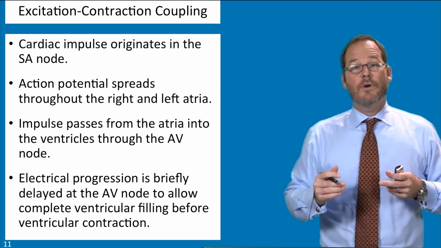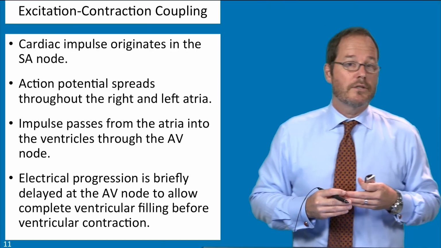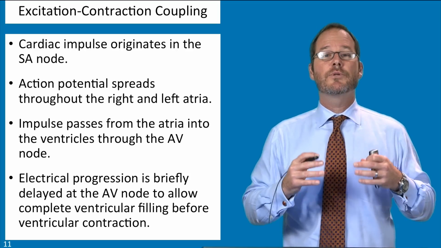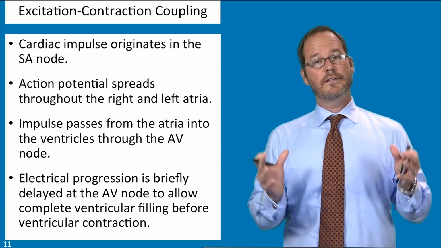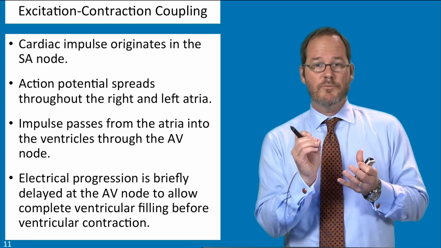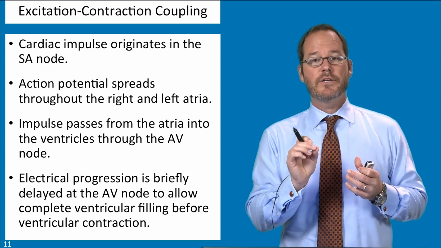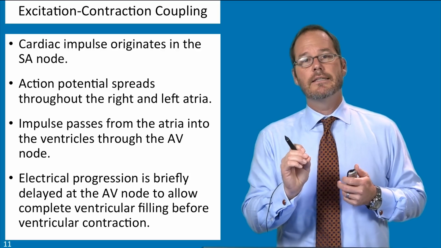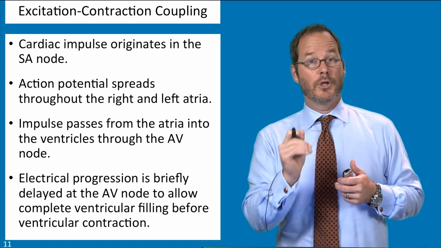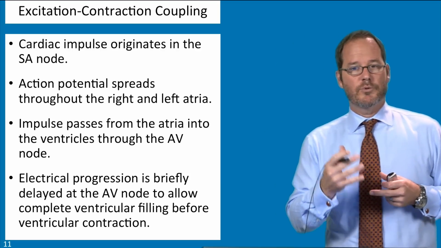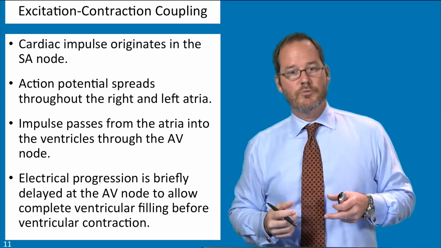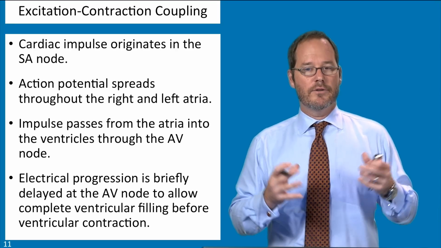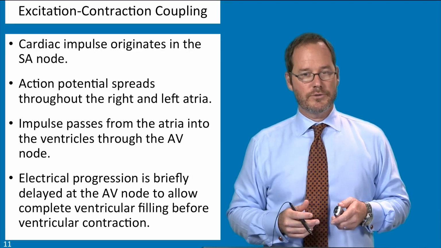So excitation-contraction coupling is: the cardiac impulse starts at the sinoatrial node, the SA node. The action potential spreads throughout the whole right and left atrium. Then the impulse passes from the atria into the ventricles through the atrioventricular node, where there's a little bit of a delay in electrical flow. And then the electrical progression is briefly delayed, and then eventually the ventricles contract together.